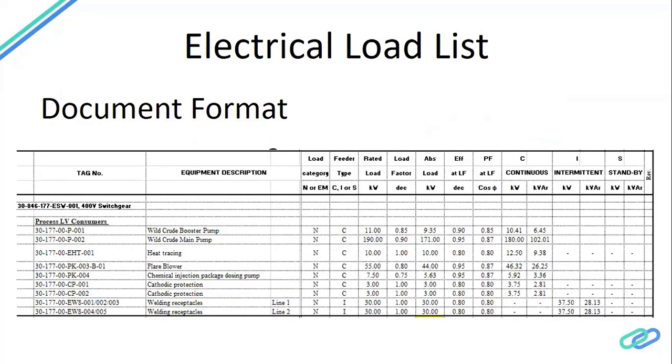So this is the document format. It will give you an idea of how the actual load list looks. You can see in the first two columns the tag number and the equipment description, which is a name only. After that, you have load category, feeder type, load factor, rated load, power factor, efficiency, and the intermittent and standby calculation. I will explain all these things in the next slide, but this gives you an idea of how the actual electrical loads look.